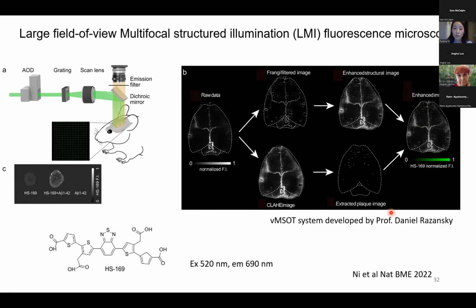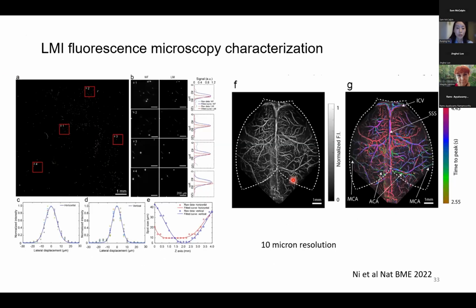The limitation of this is that it's still a 2D imaging method, so we cannot penetrate into the mouse brain. This method has been characterized before. As you see, it can also detect the perfusion in the mouse brain and observe the major vessels clearly, for example the middle cerebral artery.